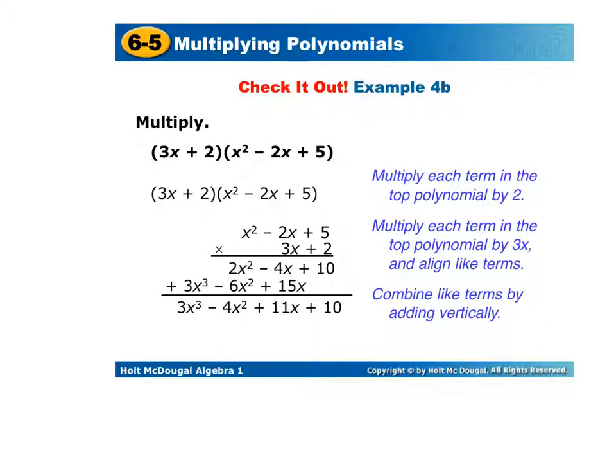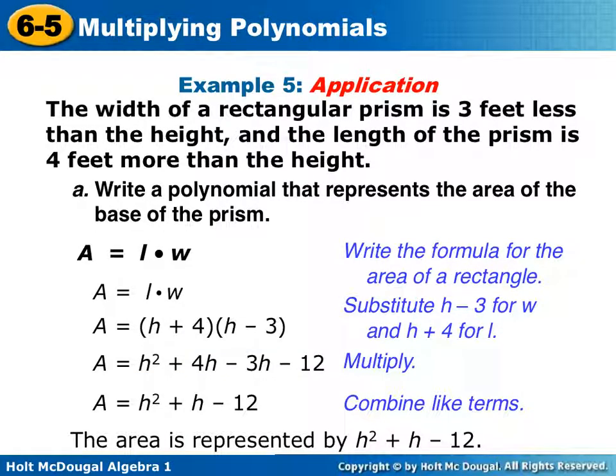Again, here is that vertical method. Again, I don't expect you to demonstrate that. Either use just no distributive property. And here is an application. It's a word problem. Here it's saying the width of a rectangular prism is 3 feet less than the height.